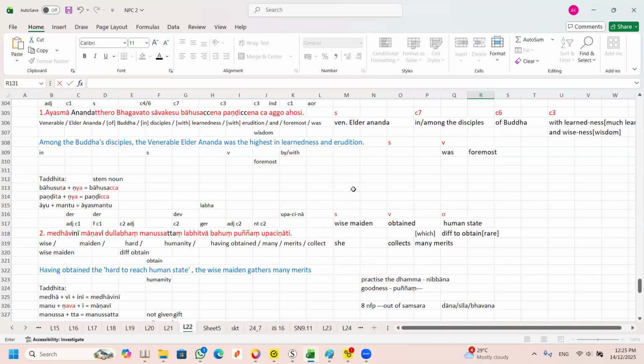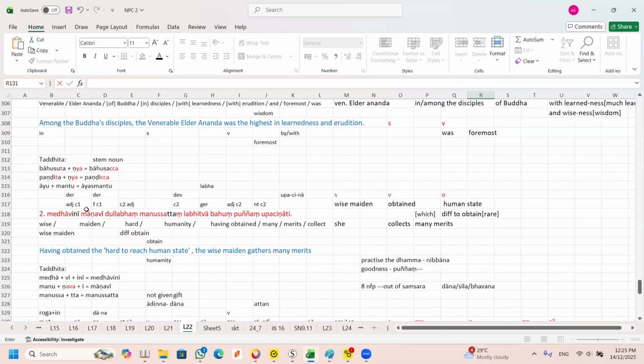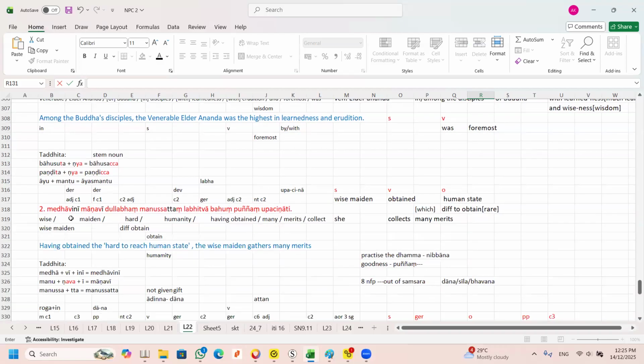Okay, I'm going to do number two. You can see the word that day we learn. This is a feminine noun. Ini is added to Metawa. Metawa is wise plus ini, that means it's referred to feminine now, wise maiden. Same like this, Manawa is a young man. This is a maiden. So in this case, this is feminine now.